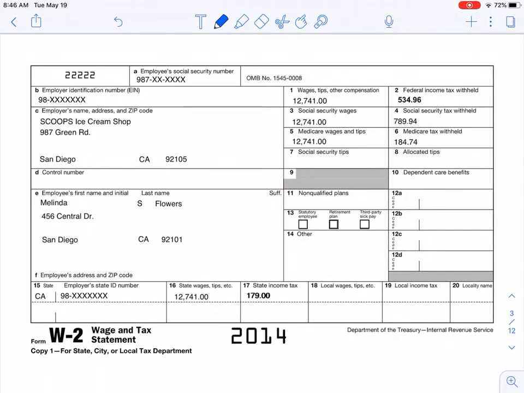On her W-2, again, we have her employer's name and address. We have her name and address. We can see her social security number. This is how much she made for the year, $12,741. She paid $534.96.